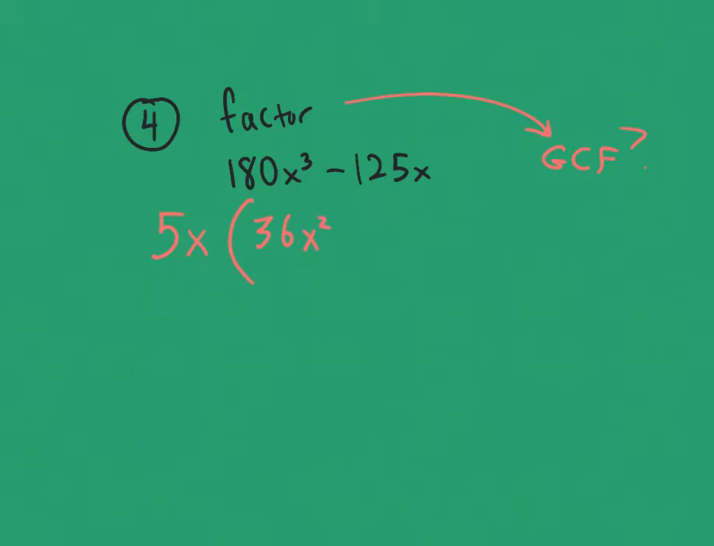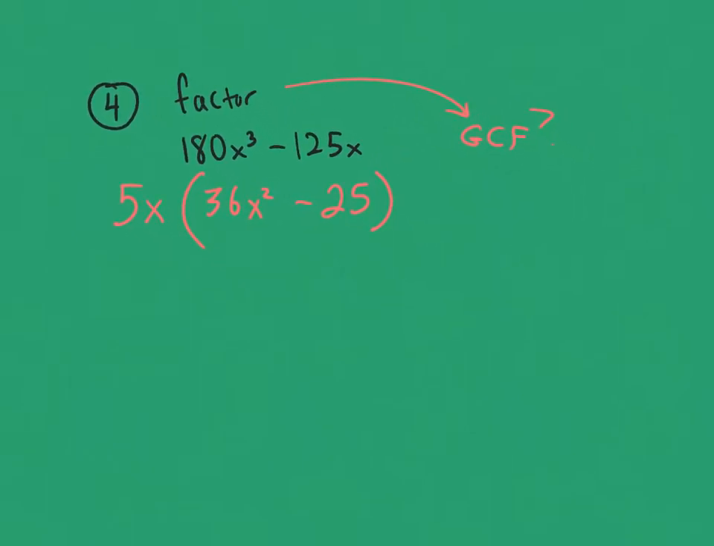x's on that first term. We divided this by 5, so that leaves negative 25, and we took out the x, so there's no x's left. So done the greatest common factor. Now we want to notice there's a binomial in that parentheses.